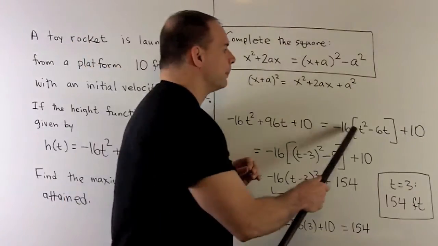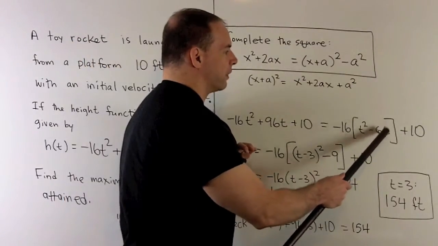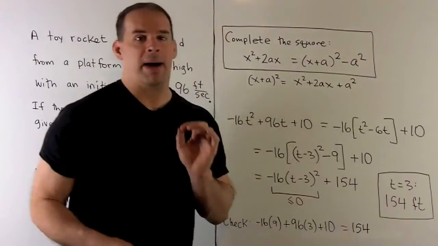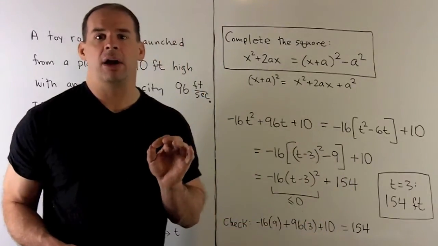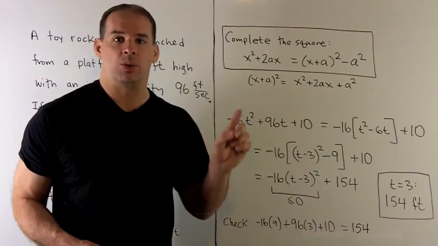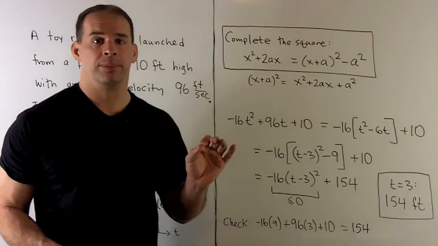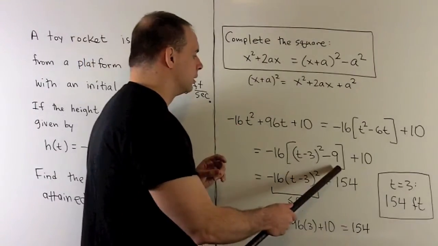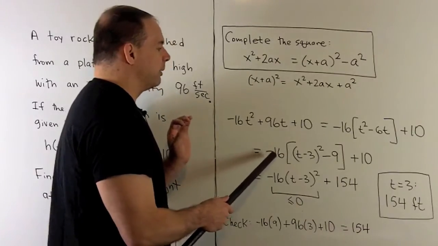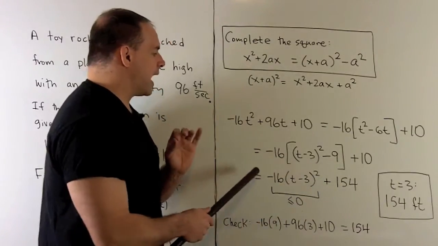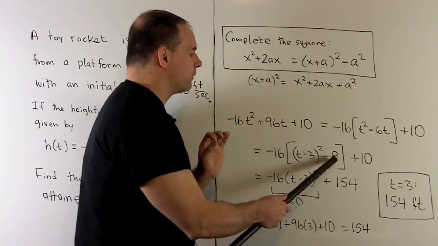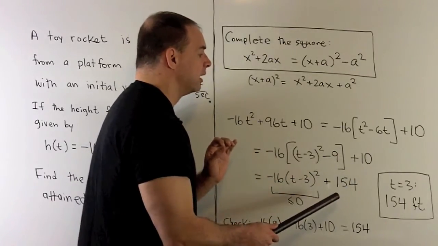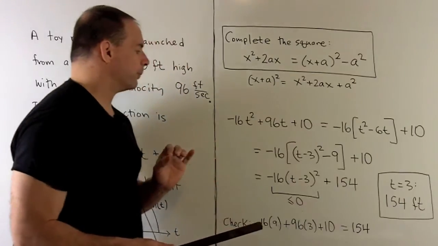If we look here, I'm going to take half of what's in front of the t, so it's going to be a minus 3. So I can rewrite this as (t - 3)² and then minus (-3)², which is minus 9. I push the -16 back in, which gives me -16(t - 3)², plus 144, and then plus 10 gives me 154.